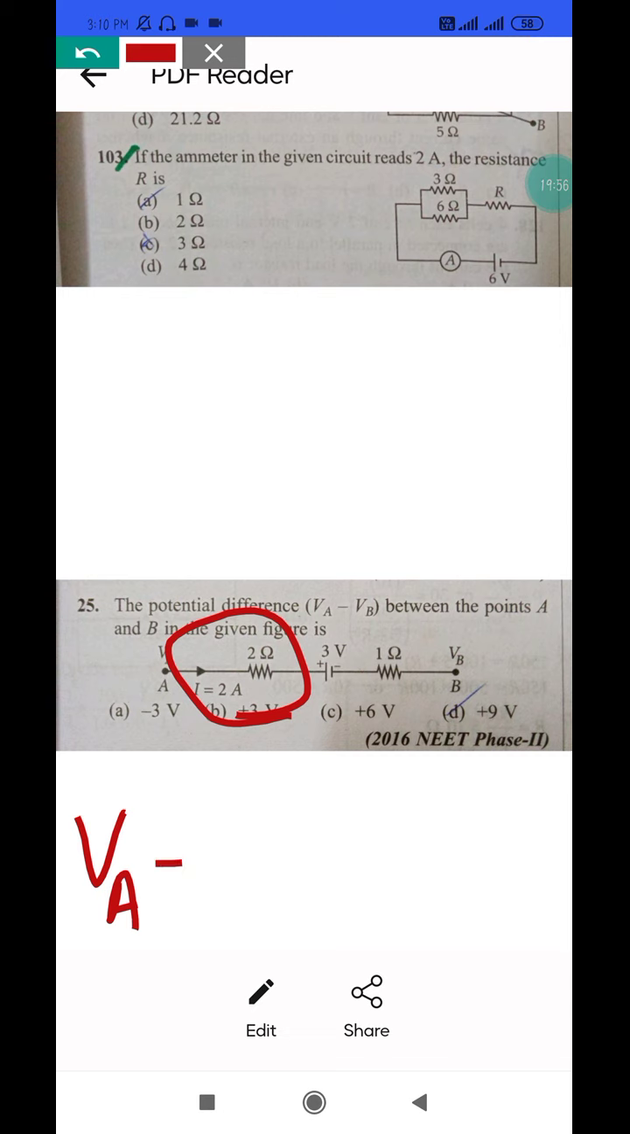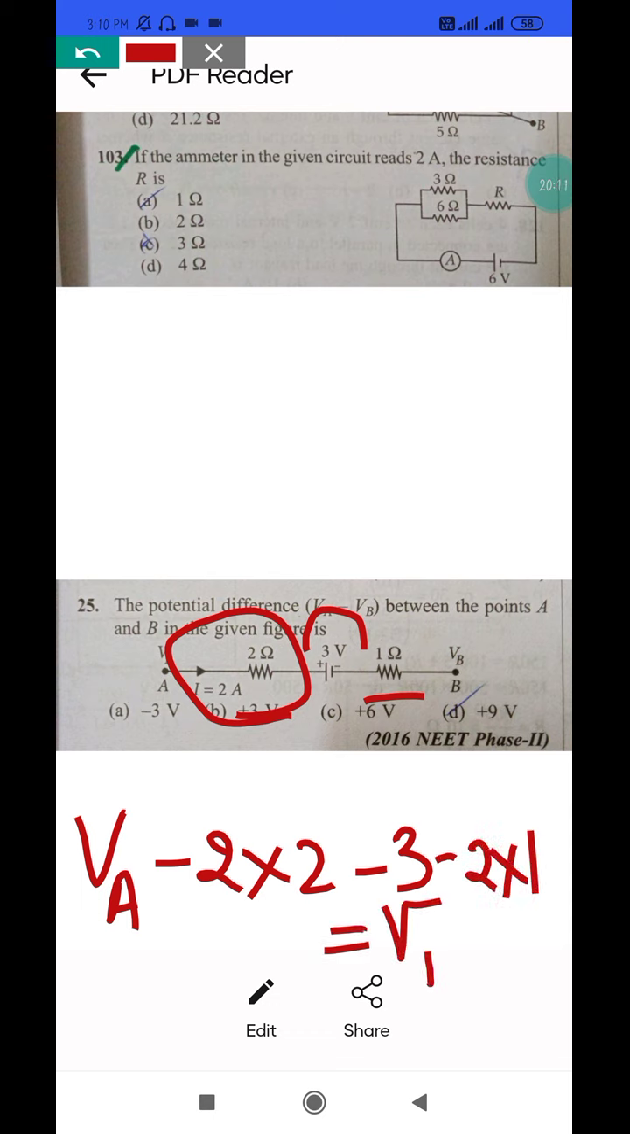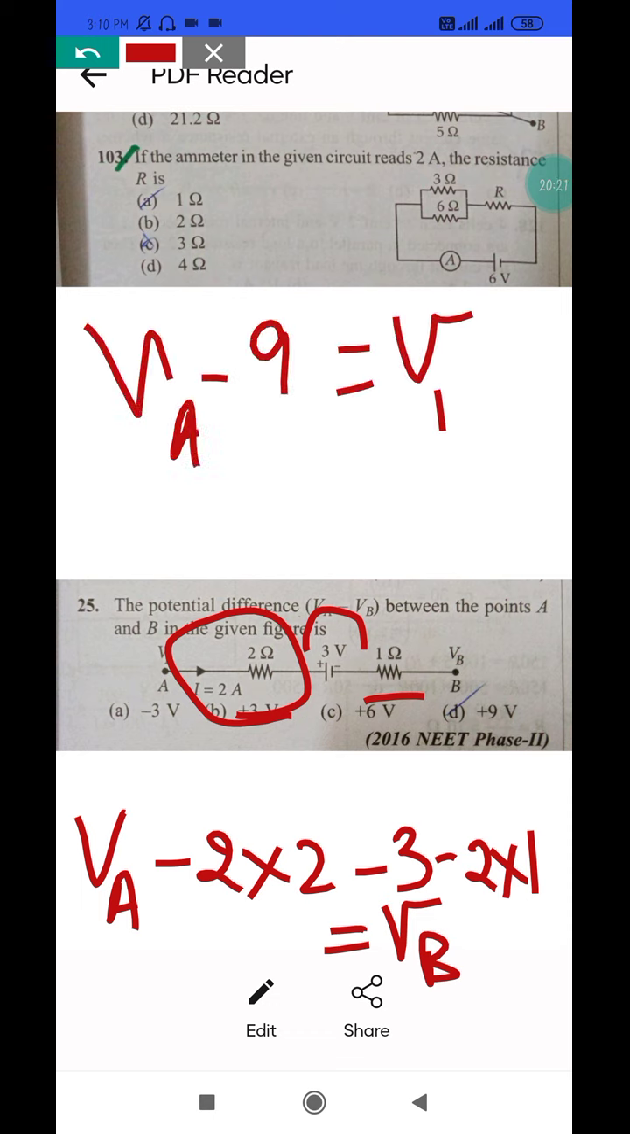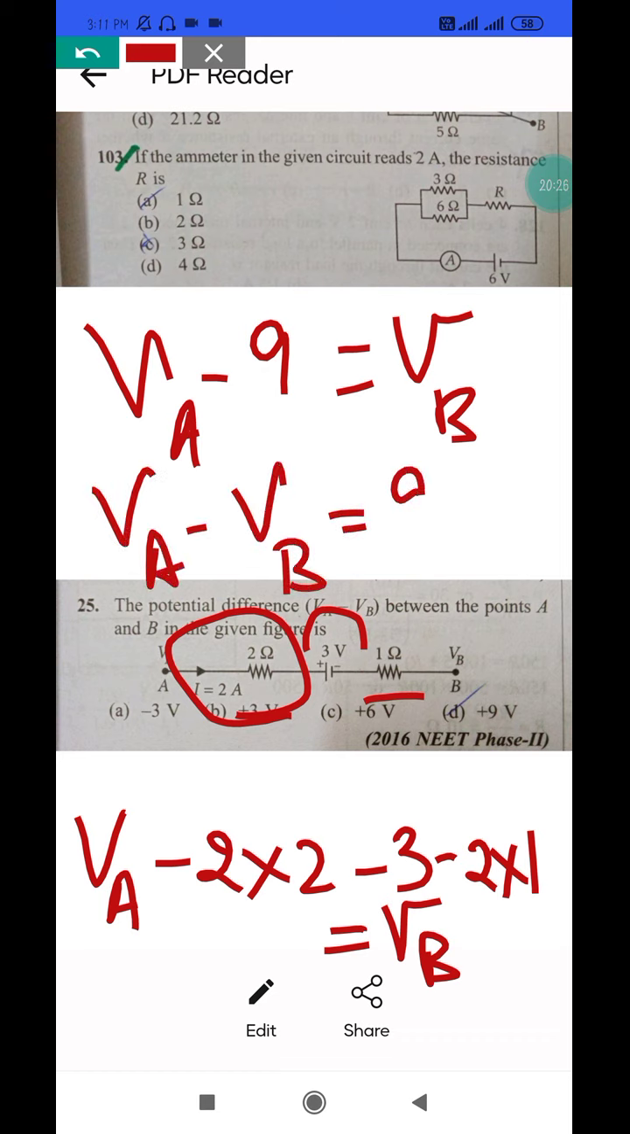So this is VA minus 2 into 2, and here you are moving from positive to negative, so again you have a minus value. Again the current is going, there is a potential drop over here, which is minus 2 into 1, which is equivalent to VB. Shall I tell it like this? This is minus 4, this is minus 3, this is minus 2, which turns out to be minus 9. So this is VA minus 9, which is equivalent to VB, or I can write VA minus VB, which is nothing but 9 volt.